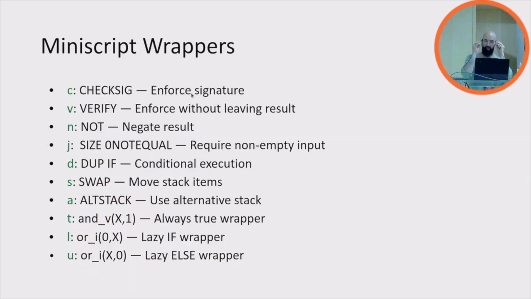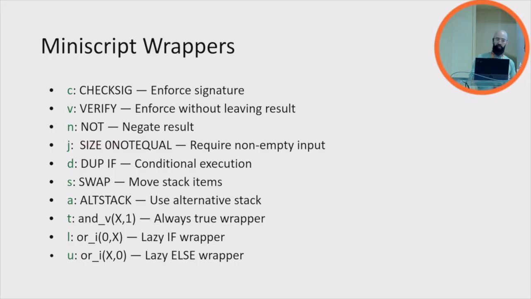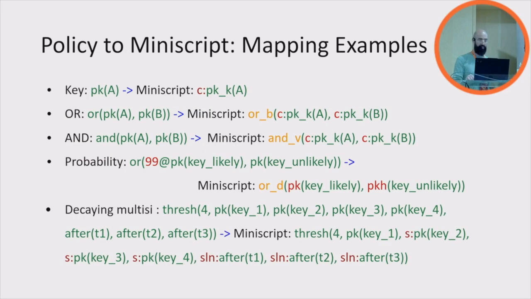Beside the fragments, we have wrappers, and the wrappers just change the way the fragment is behaving. For example, if you have a V, this means that you must verify. You must use verify commands for this script. Sometimes you add swap, maybe you want to use alternative stack, etc. It's just something that you add before the fragment. Let's see it in an example.